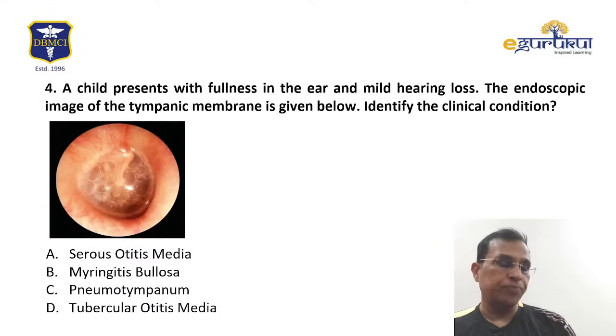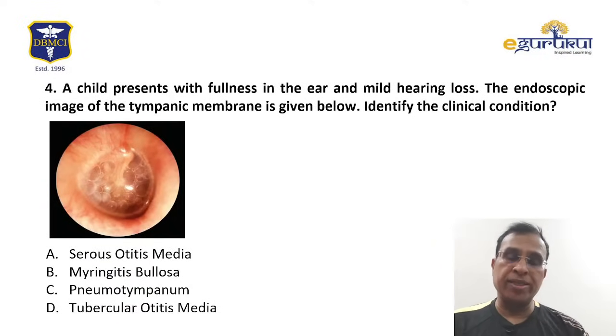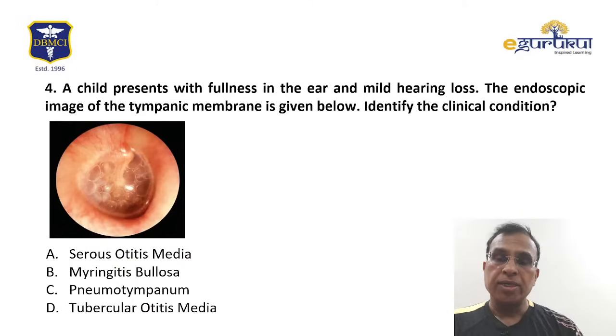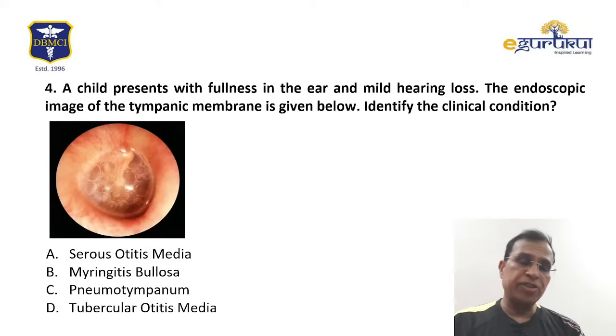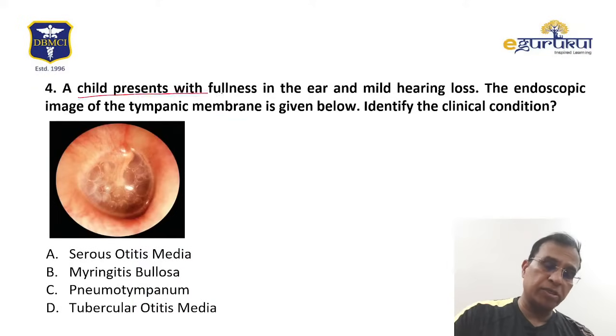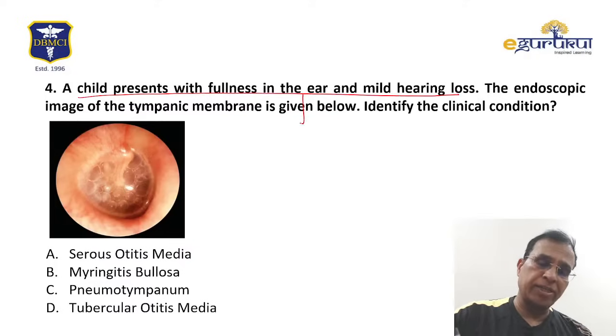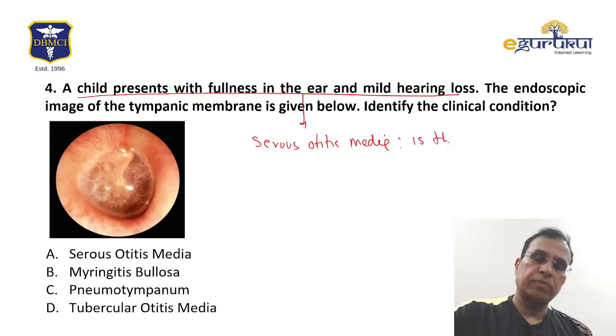Next, question number 4. A child presents with fullness in the ear and mild hearing loss. So there is fullness in the ear with mild hearing loss. The endoscopic image of the tympanic membrane is given below. Identify. If a child has fullness with hearing loss, the first thing that comes to mind is serous otitis media, because serous otitis media is the most common cause of hearing loss in children.